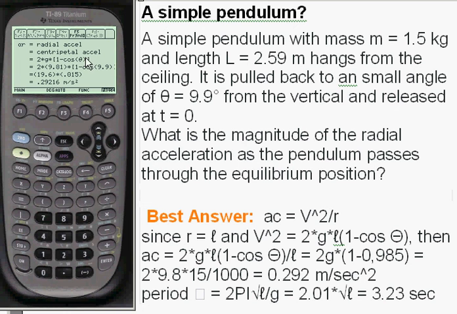And here's the formula. I tell you that it's also centripetal in case they give you that: 2 times g times the quantity 1 minus cosine of theta. Well, you put the variables in here, and here's the answer, meters per second squared, 0.292. Here's 0.292 meters per second squared. But notice how clear this is. This is what you want on your test sheet.